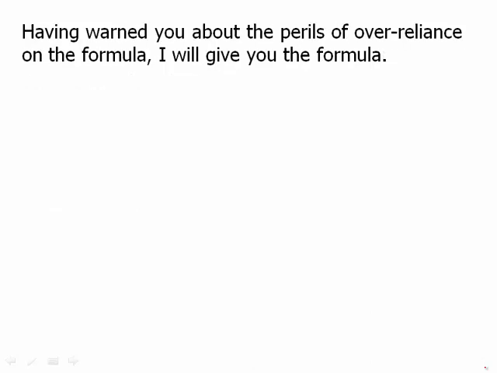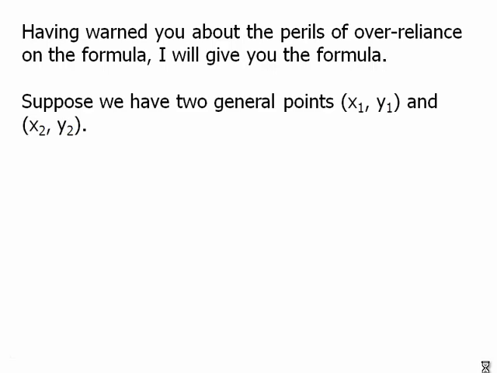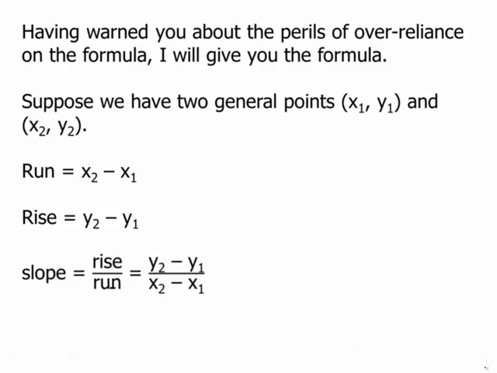Having warned you about the perils of over-reliance on the formula, I will give you the formula. Suppose we have 2 general points. And let's say the one on the left is (x1, y1). The one on the right is (x2, y2). It actually doesn't really matter which one's on the right or which one's on the left. The run is going to be x2 minus x1. The rise is going to be y2 minus y1. And the slope is going to be rise over run. So we get this formula, y2 minus y1 over x2 minus x1. So yes, that formula is handy in certain situations, but if you just think about it in terms of rise and run, you'll have a much deeper understanding.